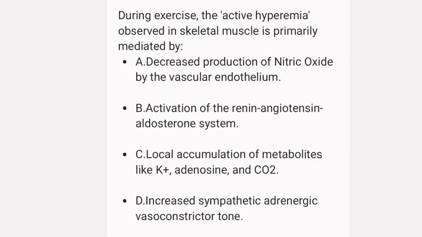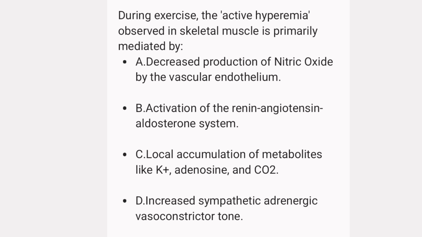Next question. During exercise, the active hyperemia observed in skeletal muscle is primarily mediated by options A. Decreased production of nitric oxide by the vascular endothelium. B. Activation of the renin-angiotensin aldosterone system. C. Local accumulation of metabolites like K+, adenosine and CO2. D. Increased sympathetic adrenergic vasoconstrictor tone.